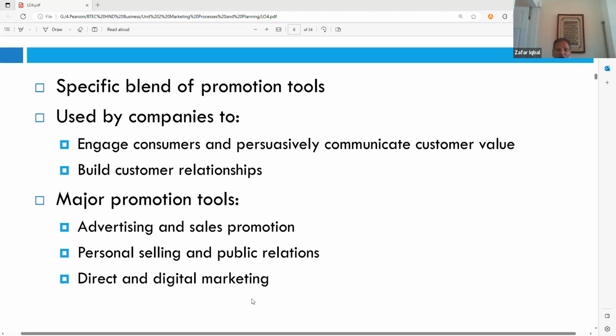So when we're talking about the promotional mix, we are talking about the type of advertising and sales promotion that we're going to be using. Either the type of advertising, the type of sales promotion, the promotion tools like personal selling and public relations, direct and digital marketing these days. What type of promotion are we going to be using?